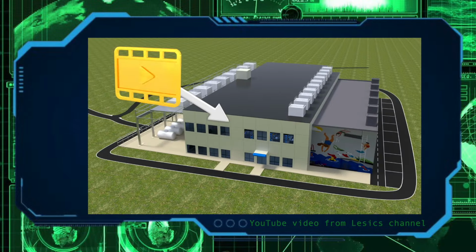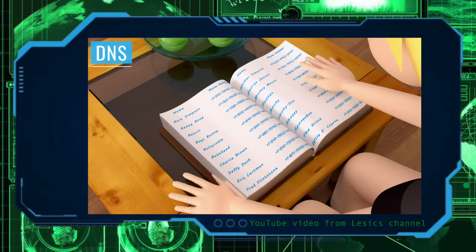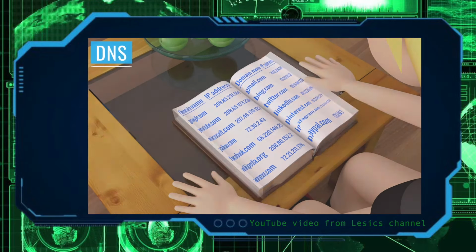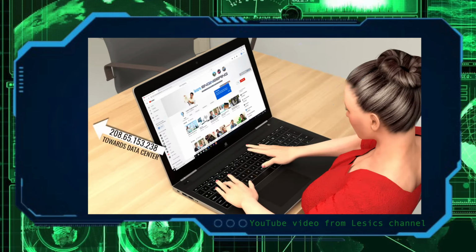Millions of computers are working together to send and receive information across the web. In short, the internet is like a giant web or road system that helps all our devices talk to each other, share cool stuff, and help us learn and have fun.